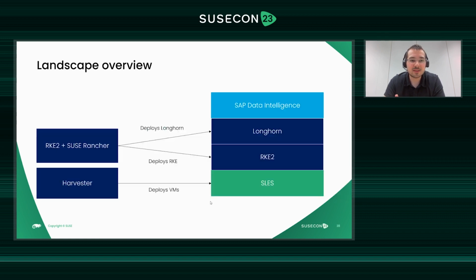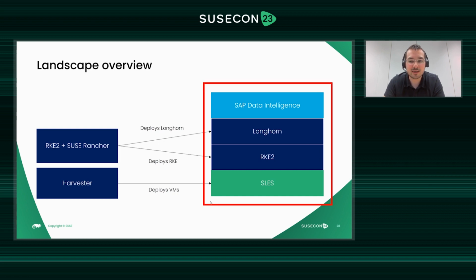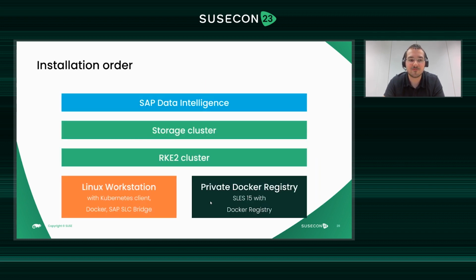Okay, now we have the left-hand side of our landscape. Let's take a closer look at the right-hand side, so your real workload cluster. The installation order for SAP Data Intelligence is the following. First off, you will create and deploy your Linux workstation with a Kubernetes client, a Docker, and SAP SLC bridge.